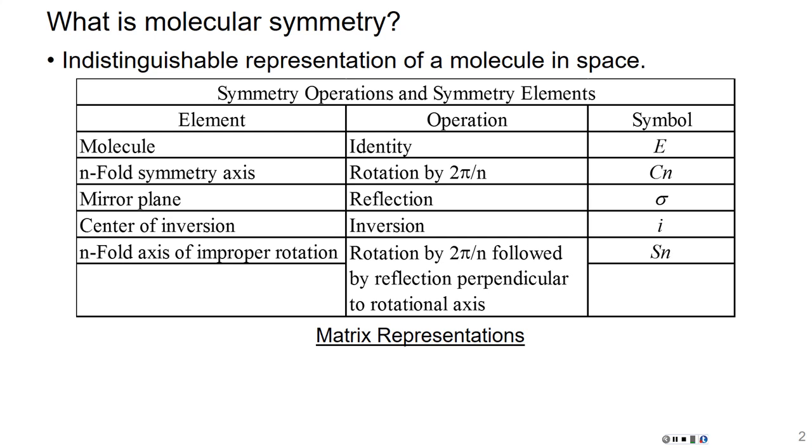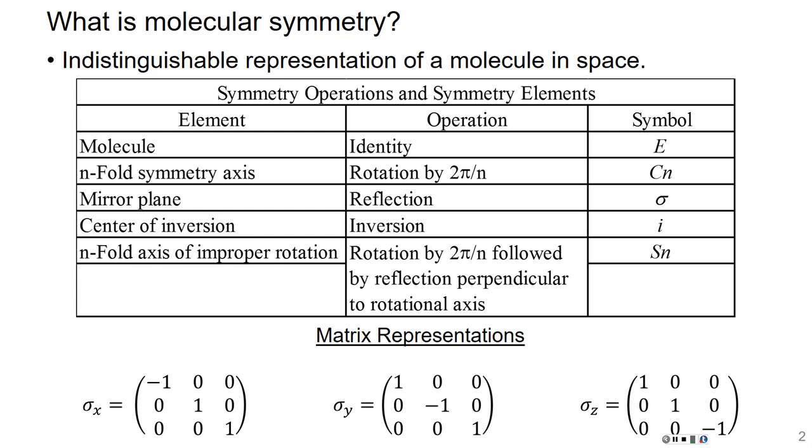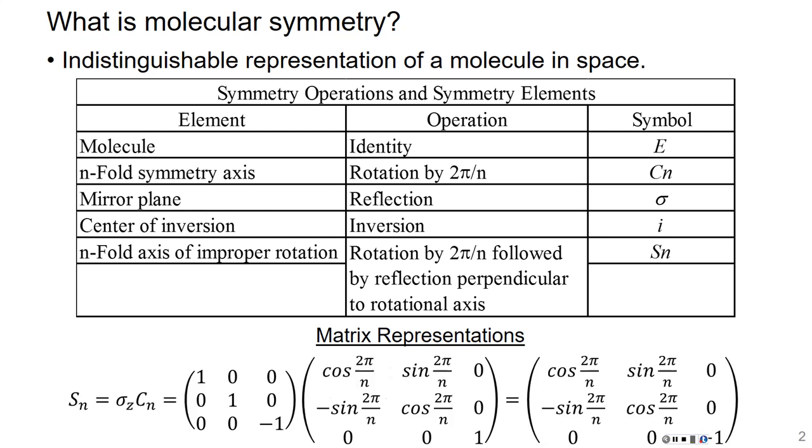Matrix representation. Third, reflection. Fourth, inversion. And then the 5th one is really a product of 2 operations, where you have rotation and the reflection.